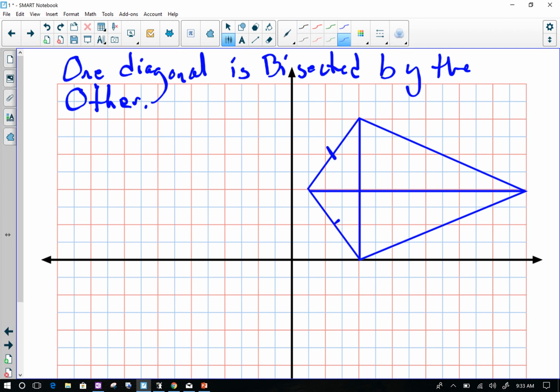is when you look at the two isosceles triangles, it is the base of those two isosceles triangles that is always a diagonal that is cut in half. So we have isosceles triangles here, ABD and BCD. They both have base BD. That is the diagonal that is cut in half or bisected.